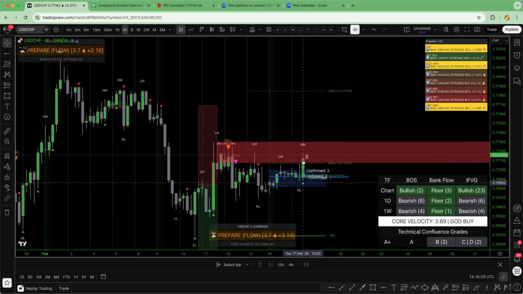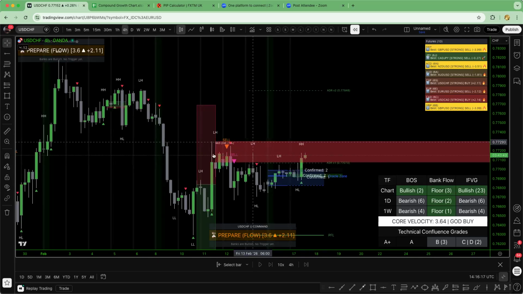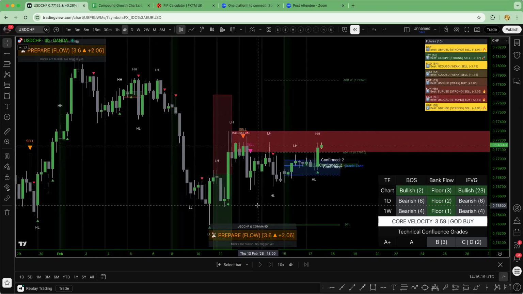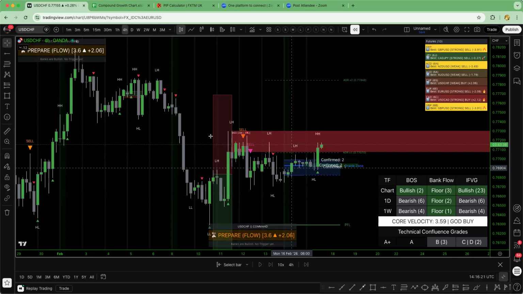Even though you're seeing this breakout, it feels like they're not ready yet. And look how much junk there is here at the moment. There's even sellers trapped here. Sorry, buyers trapped at this point. So yeah, literally it's just a waiting game.